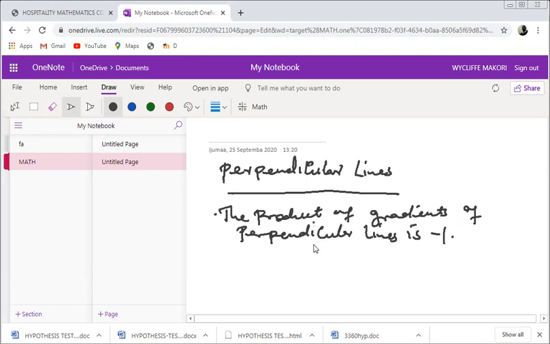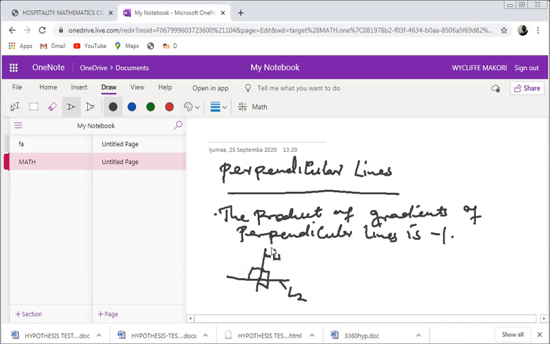So first of all, you need to understand the perpendicular lines. Perpendicular lines are those lines that meet each other at an angle of 90 degrees. So if we have a line like this and the other one like this, and they meet each other making an angle of 90 degrees at the point of intersection, then this line, maybe this is L1, this is line 2, these two lines are said to be perpendicular. So perpendicular lines are those lines that meet each other at an angle of 90 degrees. If that is the case, then we normally refer to them as perpendicular lines. And as I've said here, the product of the gradient of the perpendicular lines is -1.